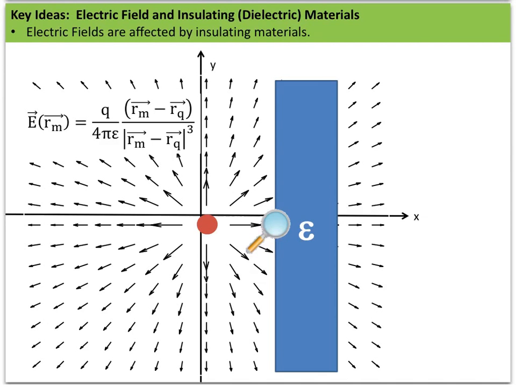Another thing we covered, and another key idea, was that the electric field is affected by insulating materials or dielectric materials. So essentially what we have is some charge Q there that puts out this vector field, this array of electric field vectors or flux vectors, and we're going to look very closely, that's what the magnifying glass here represents, at some insulating material that has a permittivity epsilon.